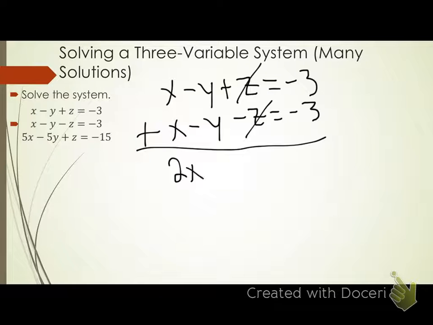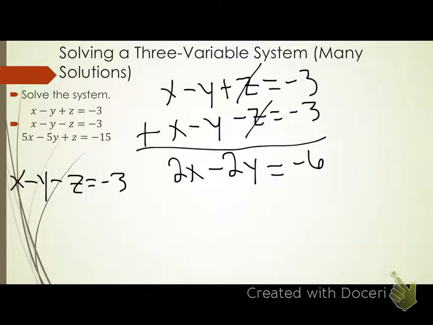X plus x gives me 2x. Negative y plus negative y gives me -2y. -3 plus -3 gives me -6. Now I'm going to do the same thing with my second and third equation because they also have same number, opposite signs in the z column. X minus y minus z equals -3. 5x minus 5y plus z equals -15. Adding these equations, right off the bat, my z's eliminate.